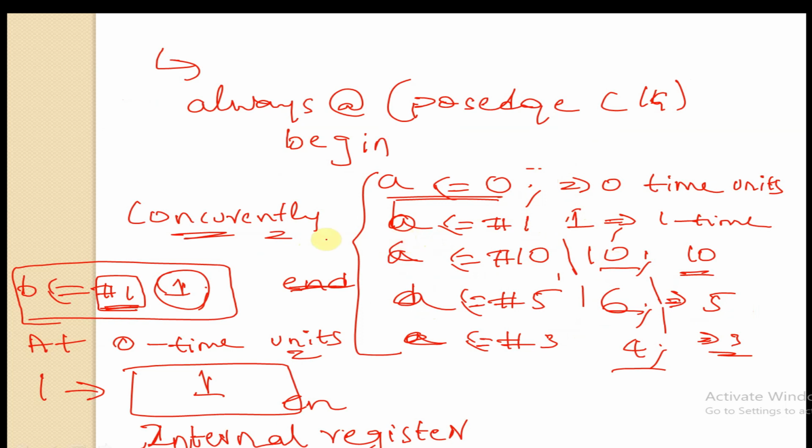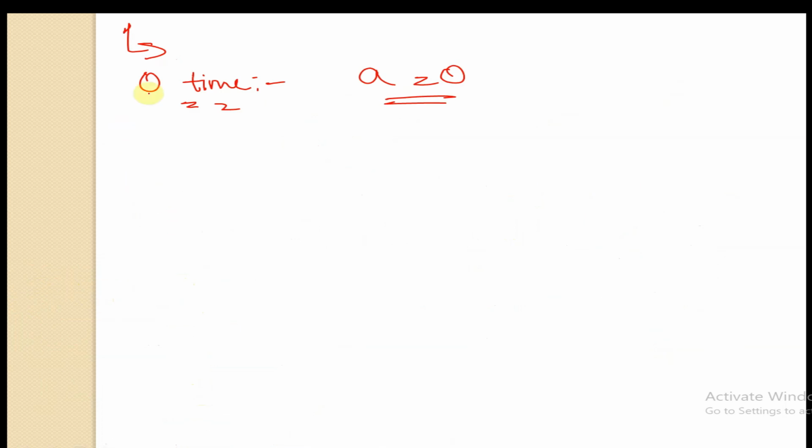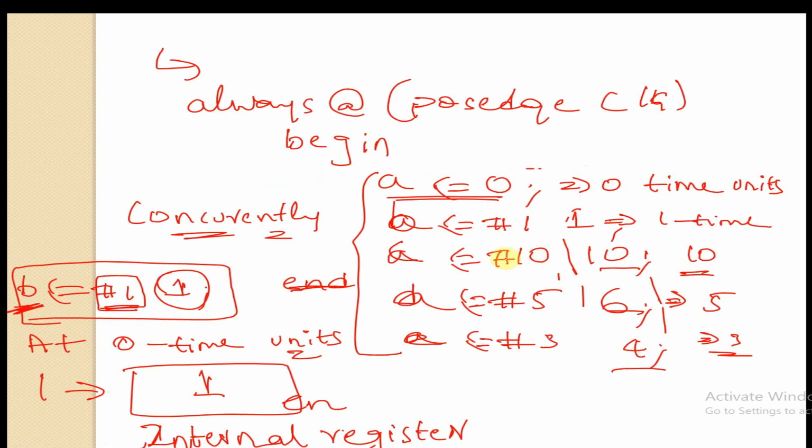So if we consider the case of b is equal to #1 1, then 1 will be stored into some internal register at 0 time units, and after 1 time unit the 1 will be assigned to our b. So after 1 time unit the value of b will be equal to 1. Like this, the simulator will store all the values into internal registers, and it will assign the value to the left hand side after completing the specified delay.